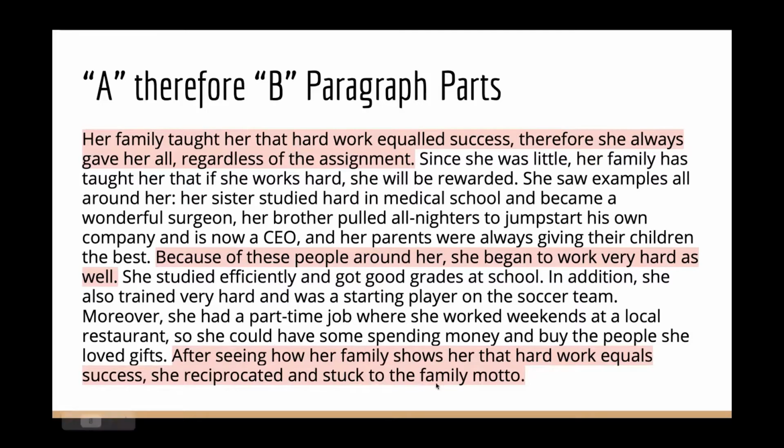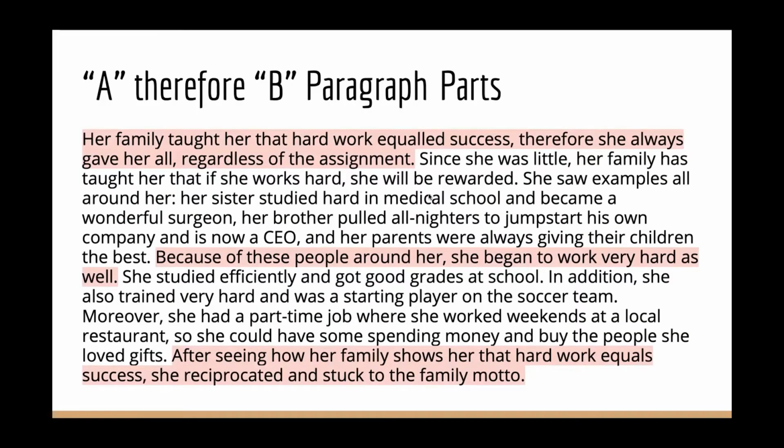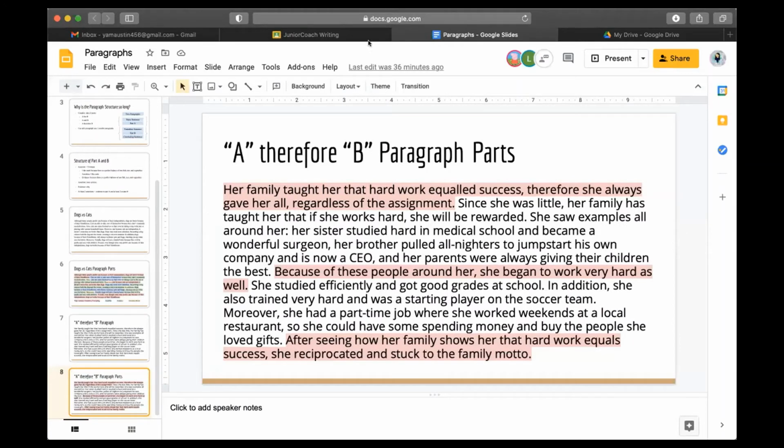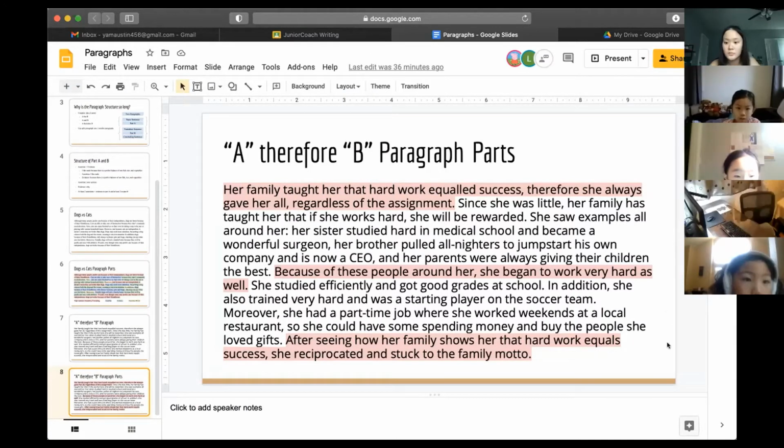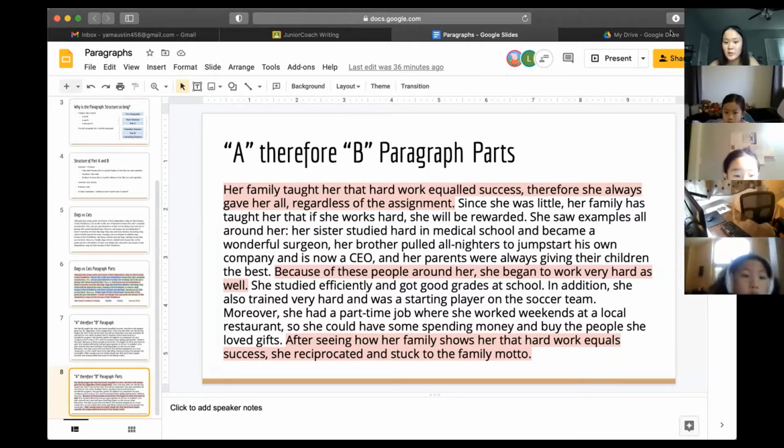And then in this conclusion too, you can see that it's different. So after seeing how her family shows her that hard work equals success, she reciprocated and stuck to the family motto. And it's different. This one uses even though. So you can just see that the way we write these transition sentences, the topic sentence, and the conclusion sentence are all different depending on the type of paragraph. Everything else is the same. I still have my assertions, I still have the evidence, but just these three sentences are what tell these paragraphs apart. So does anyone have any questions? If you don't say anything, I'll just assume that you know what I'm talking about.